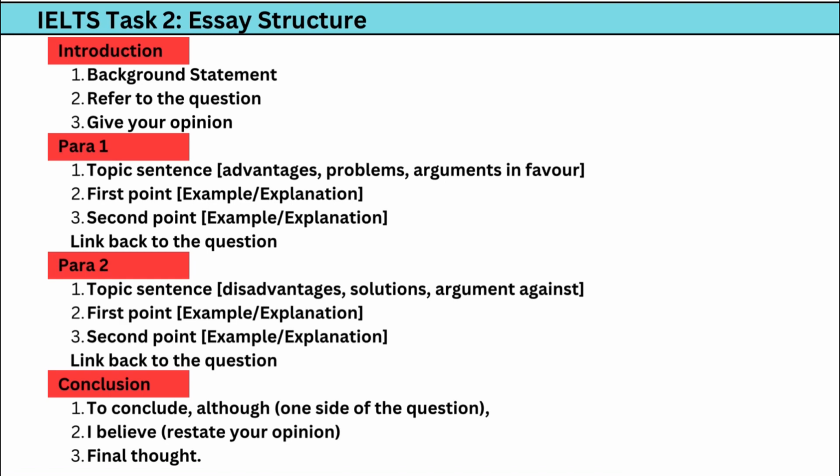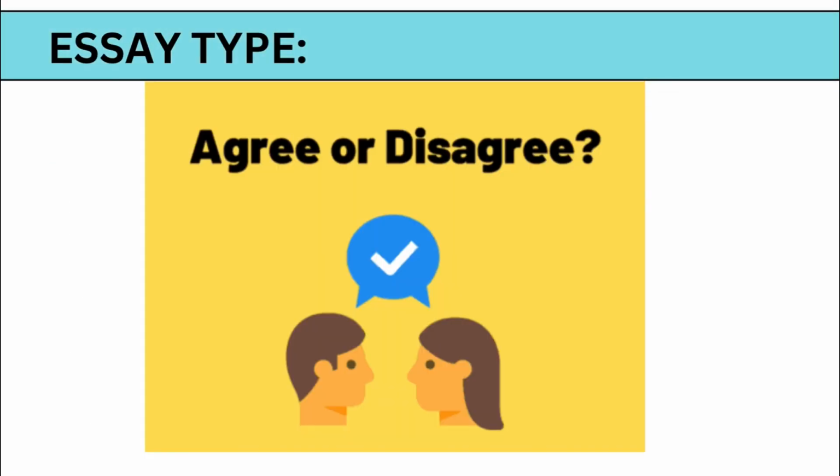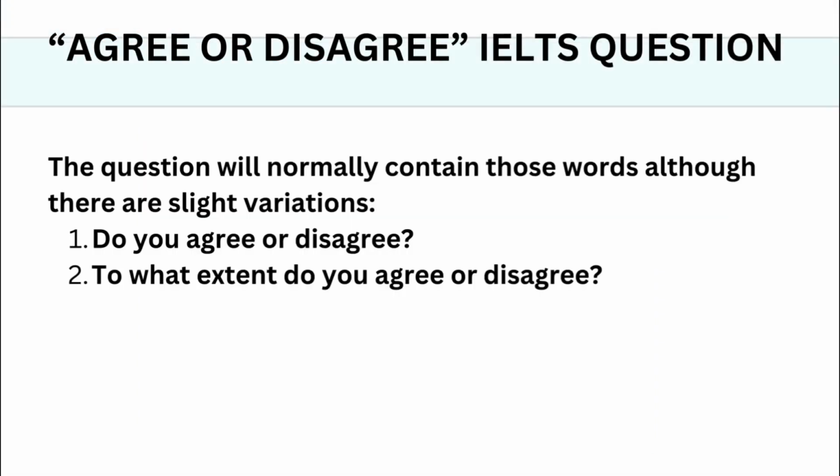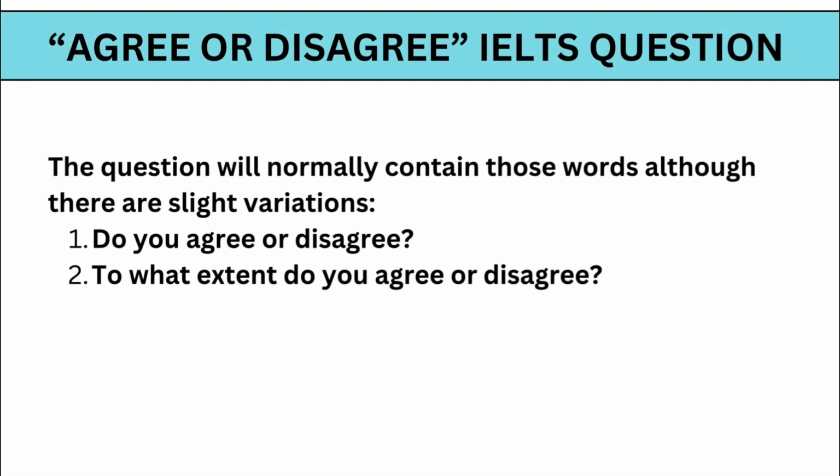In the IELTS writing task 2, the most common question is the agree or disagree question. This provides some kind of statement and then asks whether, or to what extent, you agree or disagree. These types of questions are often asked: do you agree or disagree? To what extent do you agree or disagree? So how should I answer an agree or disagree question?